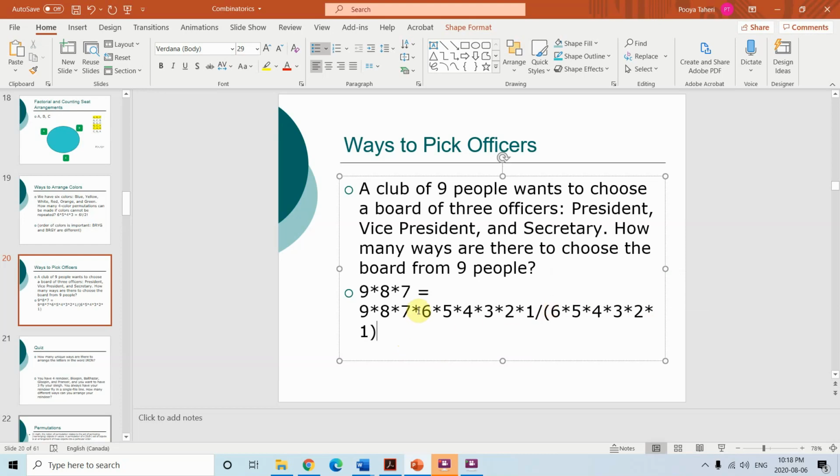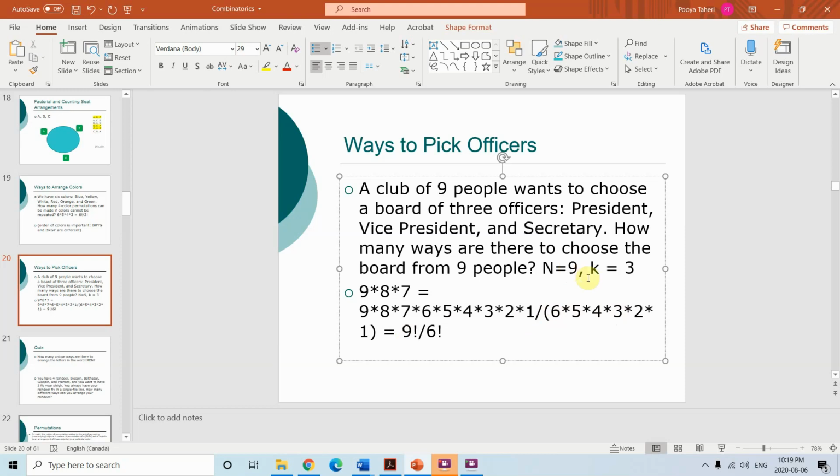So I basically multiplied this one by this multiplication. I also divided it by the same number, right? If I do that, then this is going to be 9 factorial divided by 6 factorial. Okay, this was the case that n was 9 and k or r, whatever you name it, was 3.